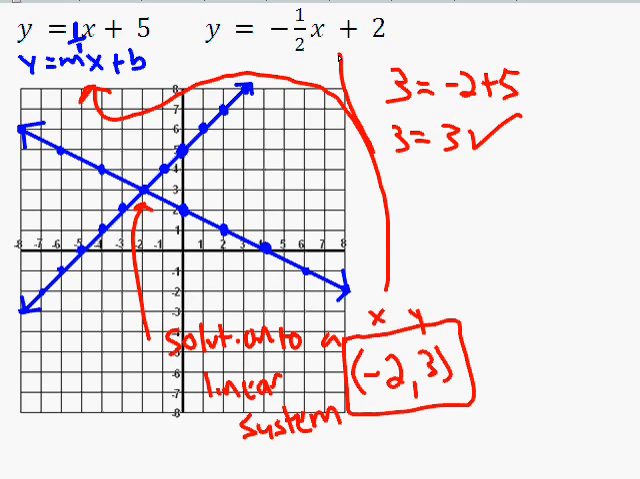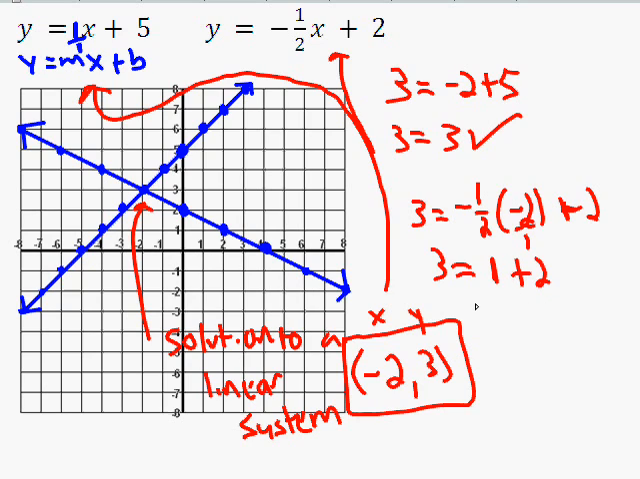Let's check our solution for the second equation. y, which is 3, is equal to negative 1/2 of negative 2 plus 2. So 3 is equal to negative 1/2 of negative 2, which is a positive 1, because negative 2 over 1, we multiply the tops, negative 1 times negative 2 is a positive 2, over 2 times 1 is positive 2, and 2 over 2 is 1. So I get 1 plus 2. So 3 is equal to 1 plus 2, which is 3.